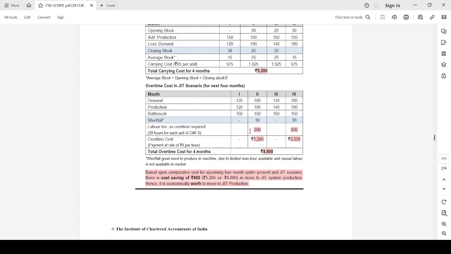How many hours will be required? Per unit is 20 hours, so 200 and 600. Per hour it is 6 rupees, since it is 200%, right? 3 was the normal cost, 200% is 6 rupees. 200 into 6, 600 into 6, and the total overtime cost is 4,800. If I use JIT production, I will be saving a cost of 400 rupees. So it is economically worth moving into JIT production.